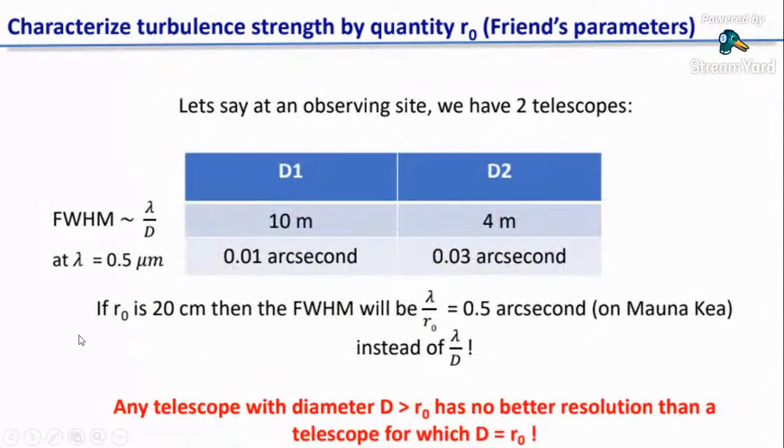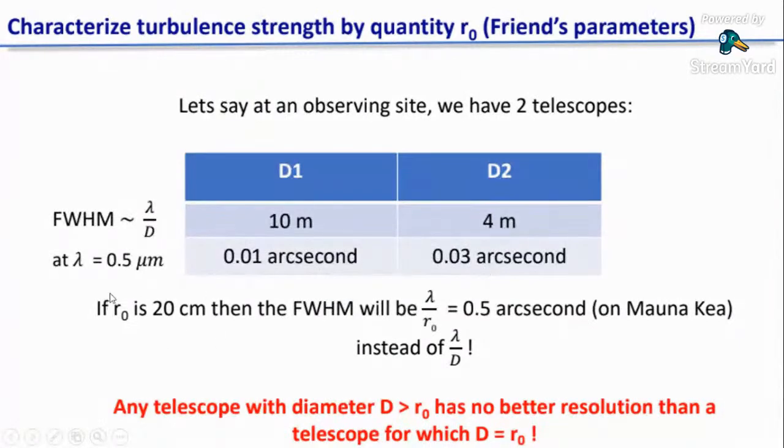Yeah, so that's what I was saying. Suppose we have two telescopes, D1 and D2, and D1 is 10 meter and D2 is 4 meter. So full width at half maxima is lambda by D. We are observing at the optical band. Lambda is equal to 0.5 micrometer. So the angular resolution we get from the respective telescopes is 0.01 arc second and 0.03 arc second.